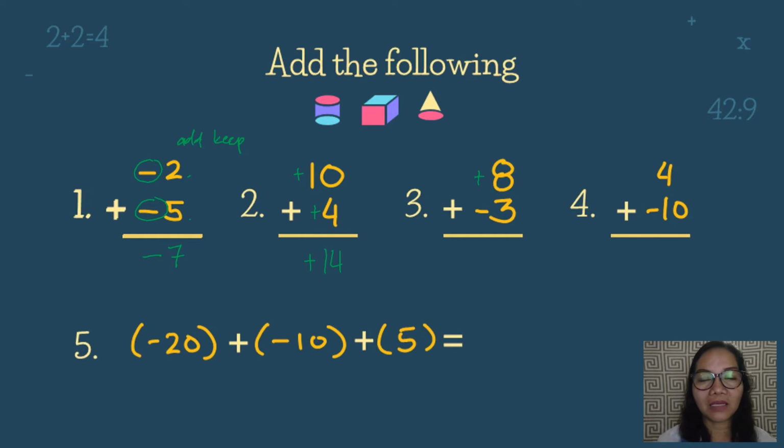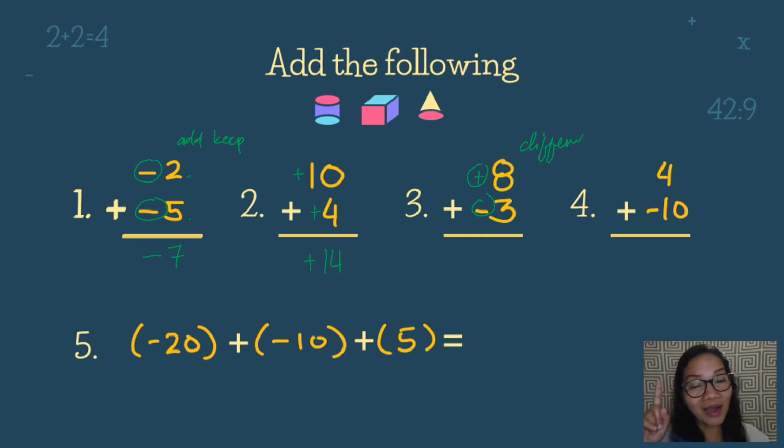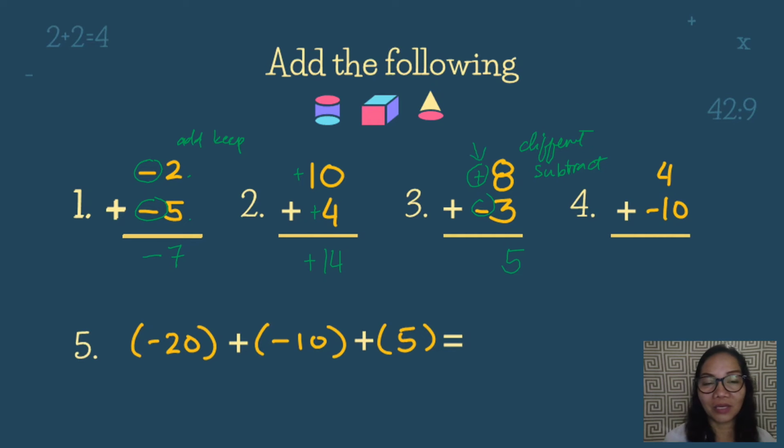Now, number 3. Positive 8 plus negative 3. Okay, what do you observe? They have different signs. So what will you do? Different signs, subtract. So 8 minus 3, that is 5. Then copy the sign of the bigger number, and the bigger number is 8, which is positive. So therefore, your answer is positive 5.